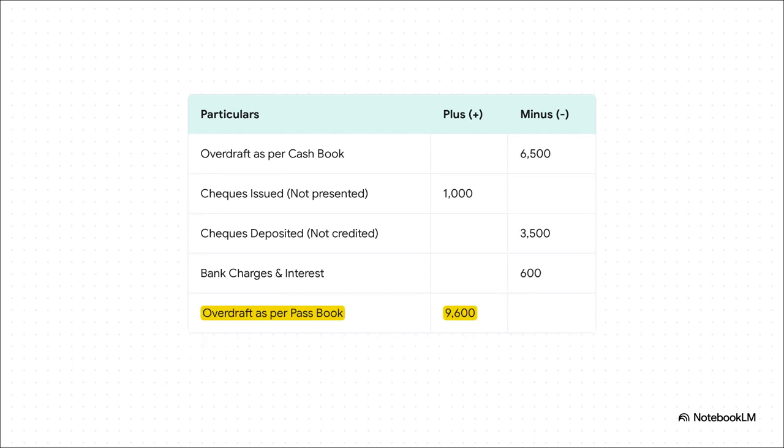We solved it. Now for a trickier one, an overdraft. We start with an overdraft for $6,500 in our books. That's a minus. Now those checks we issued for $1,000 that haven't been cashed, that's a plus item. Wait, what? Yeah, because it actually reduces the overdraft that the bank sees. But the checks we deposited for $3,500 haven't cleared yet, so that makes the bank's overdraft number bigger. Same for the $600 in bank charges. So our starting overdraft of $6,500 after all these adjustments becomes a $9,600 overdraft in the bank's records.